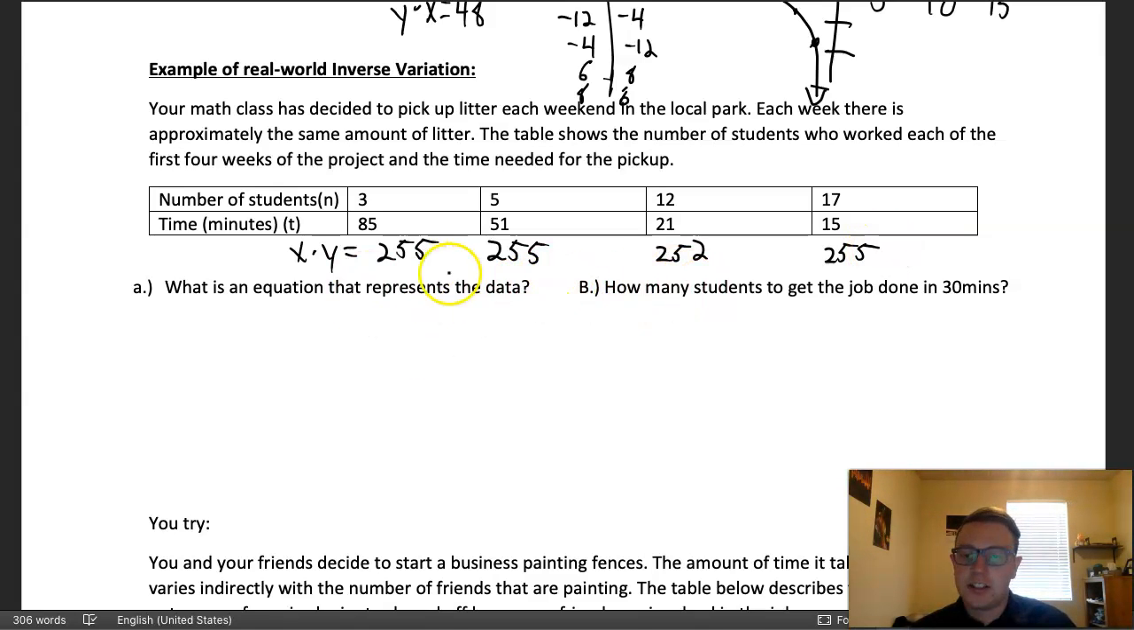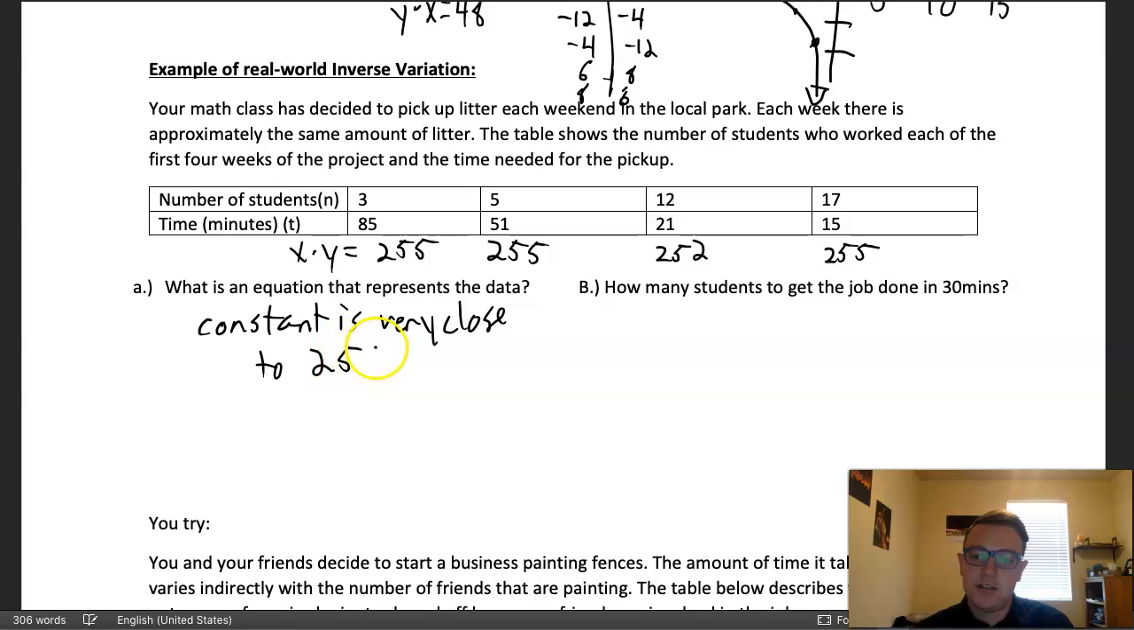So what does this mean? It means our constant of variation is very close to 255. We just had that one outlier, which was pretty close. So our constant is very close to 255. Let's use 255 as our value. So our number of students times the time it takes will always be equal to 255. Or we expect the time it takes will be dependent on our number of students. So time would be equal to 255 over n.